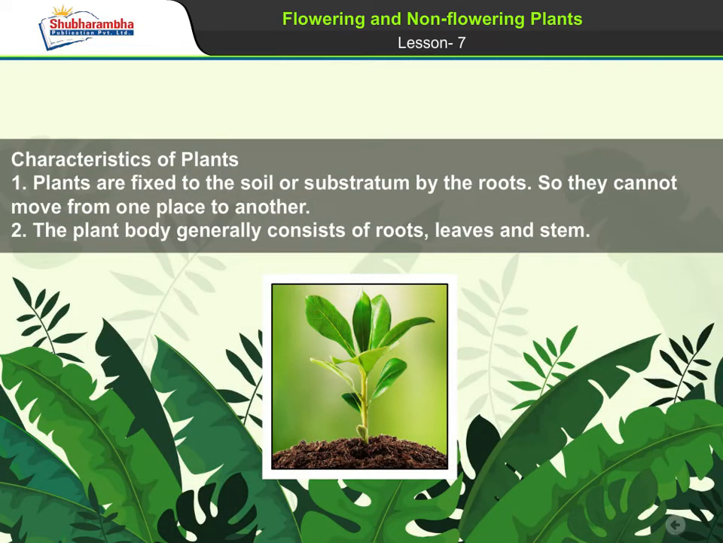Characteristics of plants. 1. Plants are fixed to the soil or substratum by the roots. So they cannot move from one place to another. 2. The plant body generally consists of roots, leaves and stem.